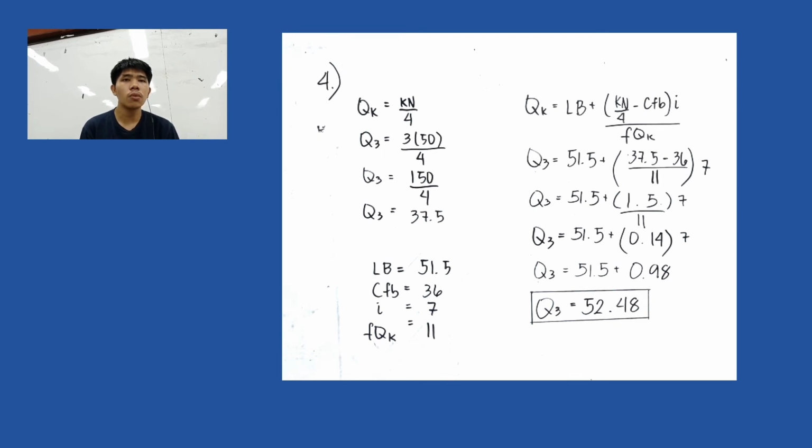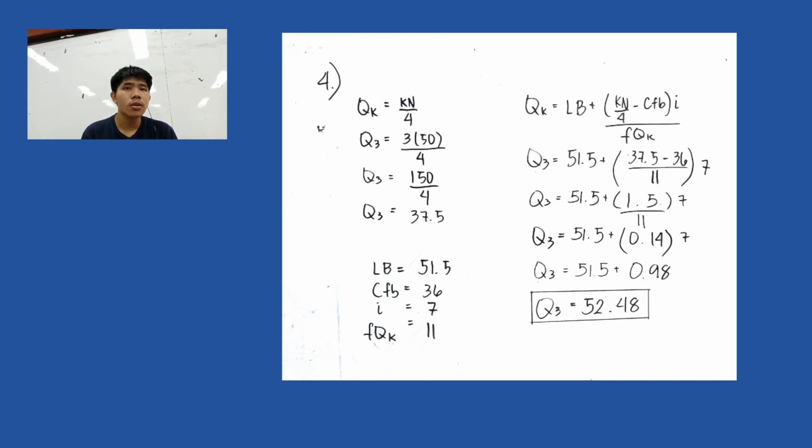Again, we will solve 1.5. This time, we are going to divide 1.5 by 11. This will give us 0.14. So, Q sub 3 is equal to 51.5 plus 0.14 times 7. This time, we are going to multiply 0.14 by 7, and this will give us 0.98. Now, Q sub 3 is equal to 51.5 plus 0.98.